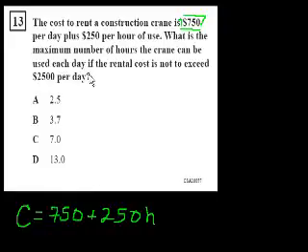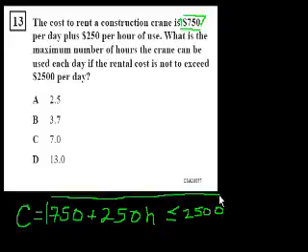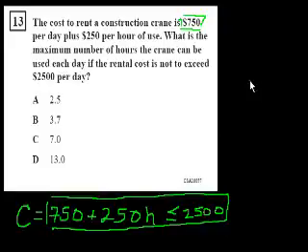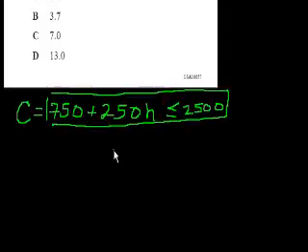And they want to know, what is the maximum number of hours the crane can be used each day if the rental cost is not to exceed $2,500 per day? So this whole thing has to be less than or equal to $2,500, right? The total cost has to be less than or equal to $2,500. So now let's just solve this inequality. I'll do it down here, I have more space.